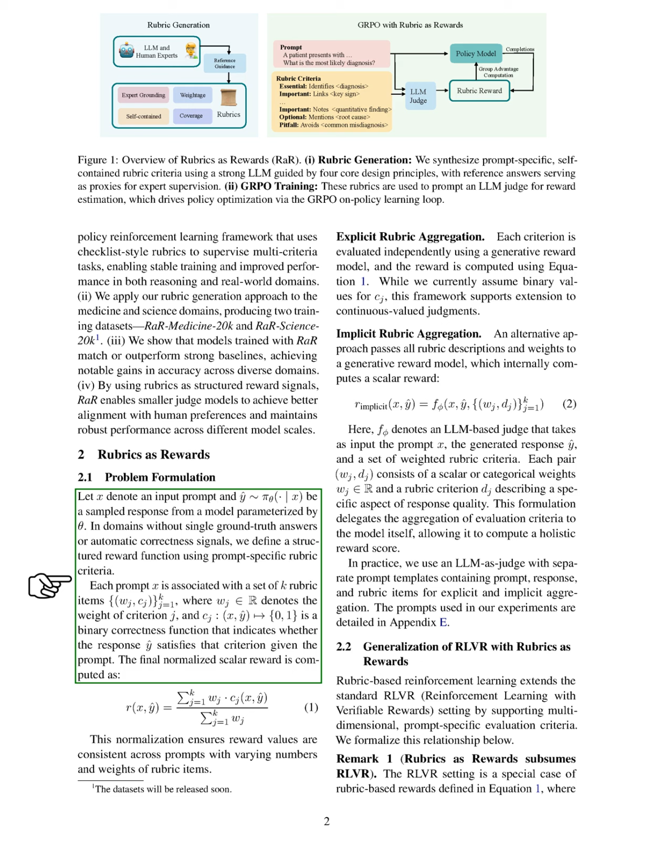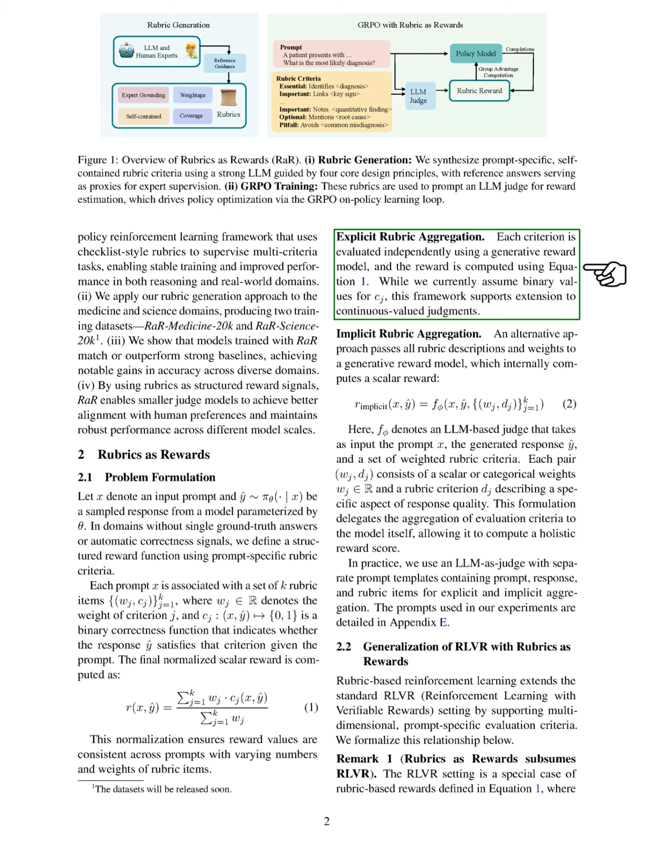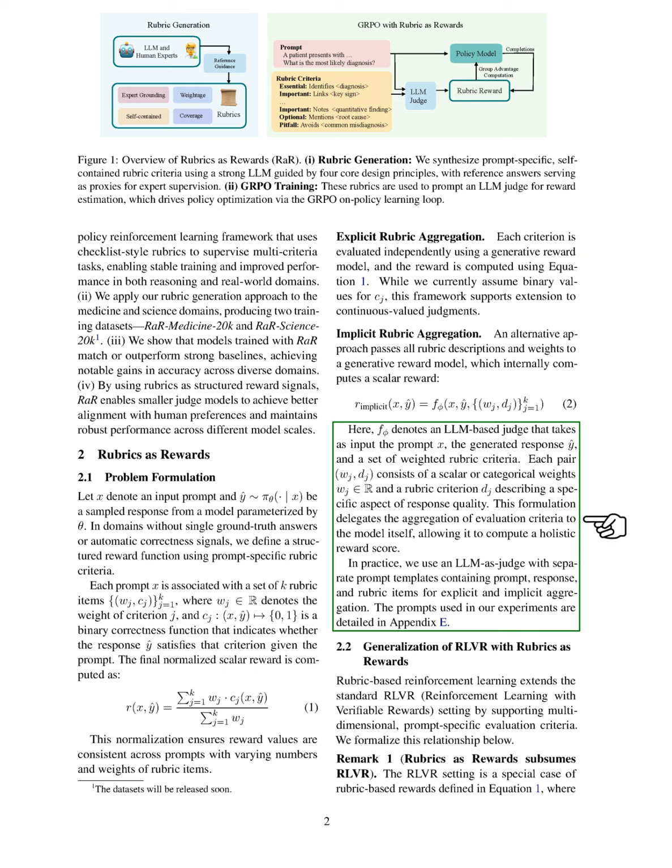For explicit rubric aggregation, we evaluate each criterion separately using a generative reward model. While we currently use binary correctness values, our framework can adapt to continuous evaluations. In contrast, implicit rubric aggregation involves passing all criteria and their weights to a generative model, which calculates a single reward score. This model, based on a large language model, takes the prompt, the generated response, and the weighted criteria as input, allowing it to compute a comprehensive reward score.